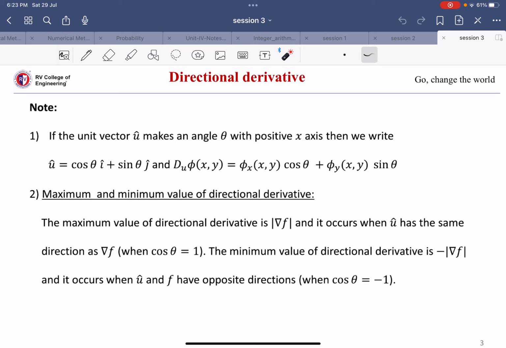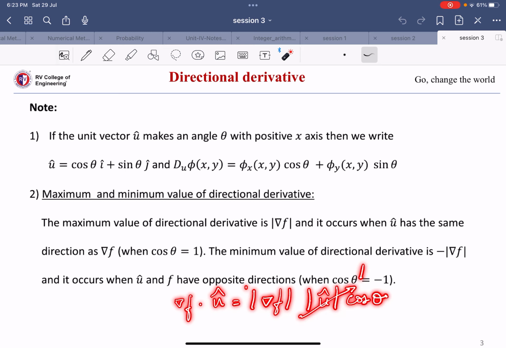As we already know, directional derivative of a function in the direction of unit vector is given by gradient of f dot u cap. So this is nothing but magnitude of grad f into magnitude of u cap into cos theta. This value is maximum when cos theta is equal to 1. We already know the maximum value of cos theta is plus 1. So when cos theta becomes 1 and magnitude of u cap, since it's a unit vector, is also 1, we get the maximum value of gradient of f dot u cap as magnitude of grad f. So in other words, the maximum value of the directional derivative is plus magnitude of gradient f.